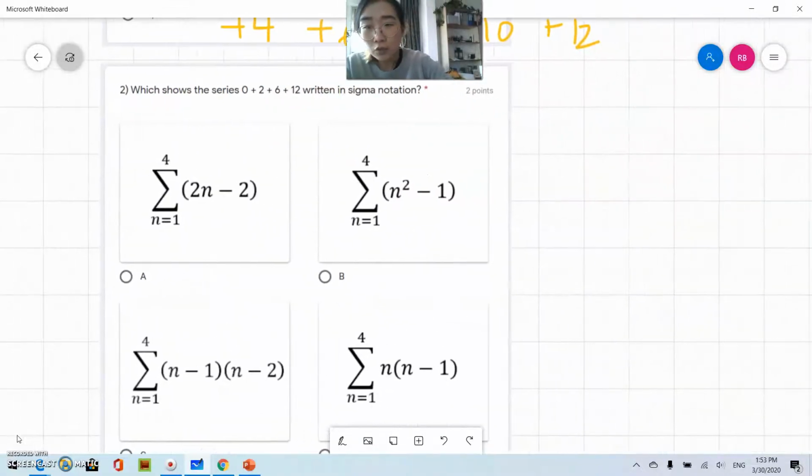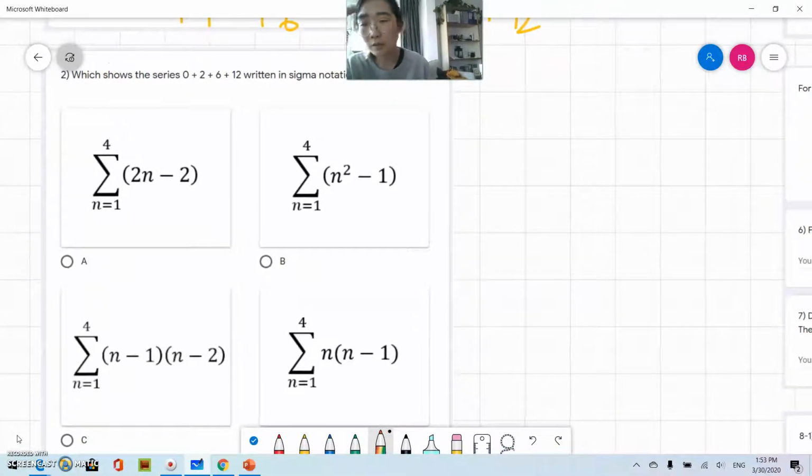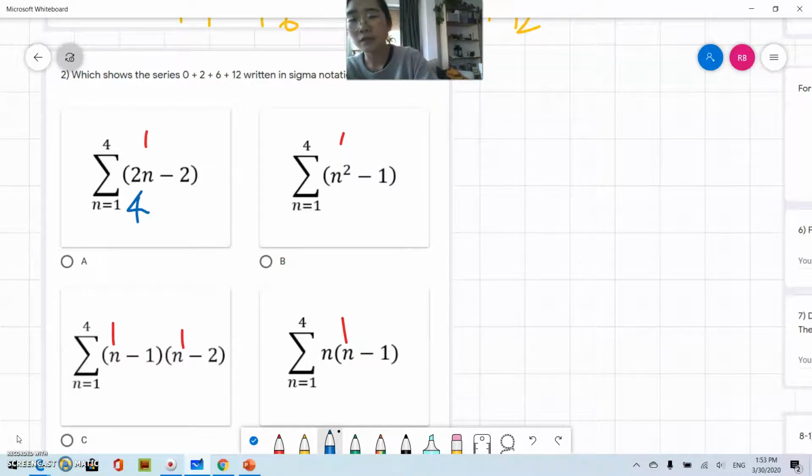Let's look at 2. I'm going to figure out which one gives me 0 as a first term and then 12 as the last term. So if I plug in 1 in all the n's here, actually they all give me 0, right? 2 minus 2 is 0, 1 minus 1 is 0, 1 minus 1 is 0, and 1 minus 1 is 0. So that's not as useful. So I'm going to plug in 4 instead to see which one gives me 12.